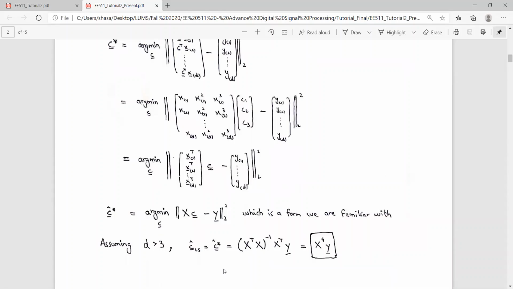So we know that if X is tall, and what that means is that d is greater than 3, because the dimensions of this matrix X are d cross 3 and c is 3 cross 1, and once again y is d cross 1.